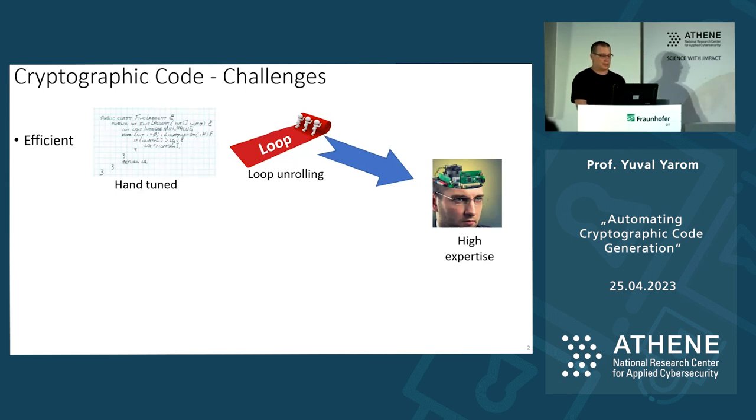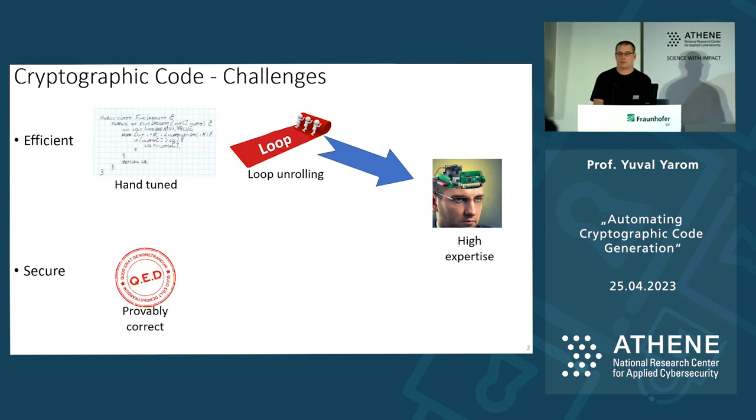On the other side, cryptography also needs to be secure, because if it is not secure, then why do we have that at all? And to be secure, that means that it has to be correct. If it is not correct, then it can be broken. And it's been demonstrated many, many times. So the current state of the art, we want it to be provably correct. We run our code, we get a correctness proof that our code does what we really expect it to do.